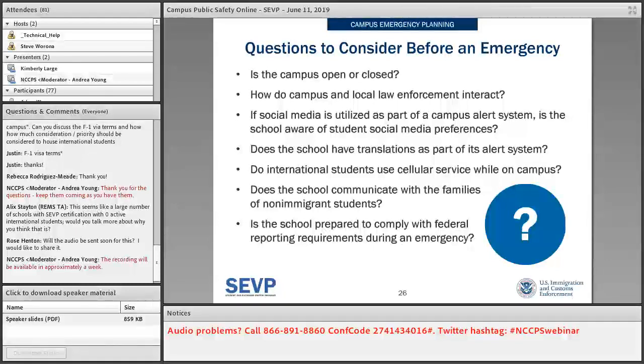Another one, Wi-Fi. A lot of international students don't use cell data. They only use Wi-Fi, so we need to be cognizant of that. And then really important from my point of view is we do have reporting requirements there for DSOs, and are your DSOs able to report on these international students even in the case of an emergency?